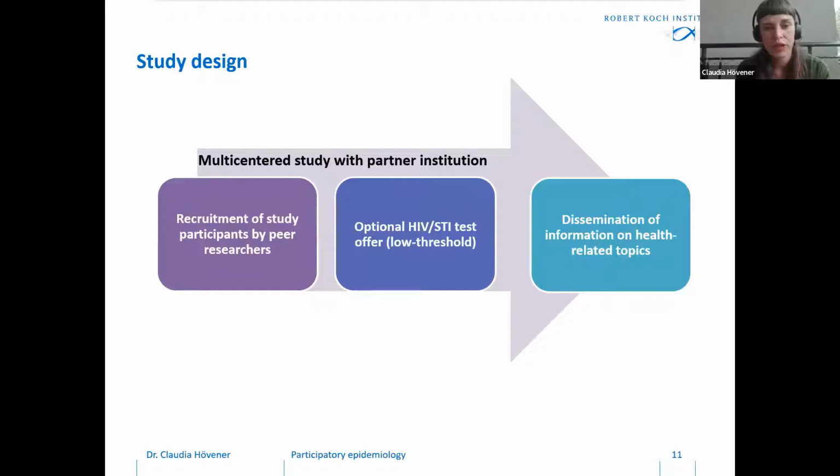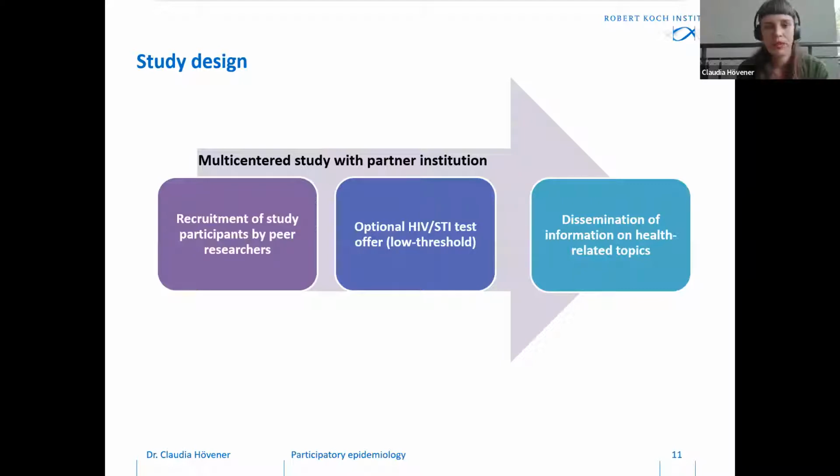Second was that we started with the study design, and what we first decided was that this study had to be multi-centered, because we have a lot of different situations in different cities. So a multi-centered study with partner institutions that already had good connections with African communities in the respective places. We also decided that the recruitment of study participants should be done by peer researchers that we would enable to do this and to conduct interviews.